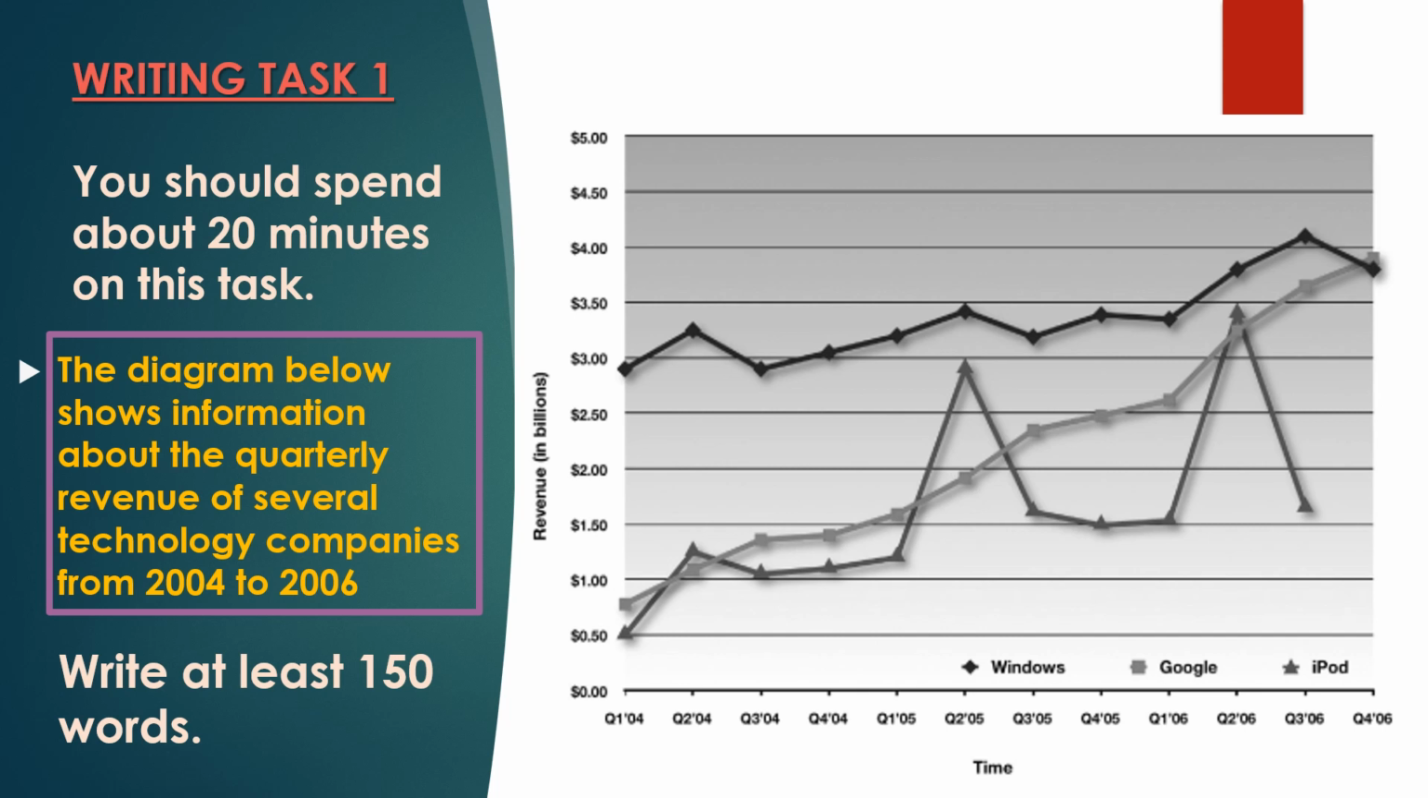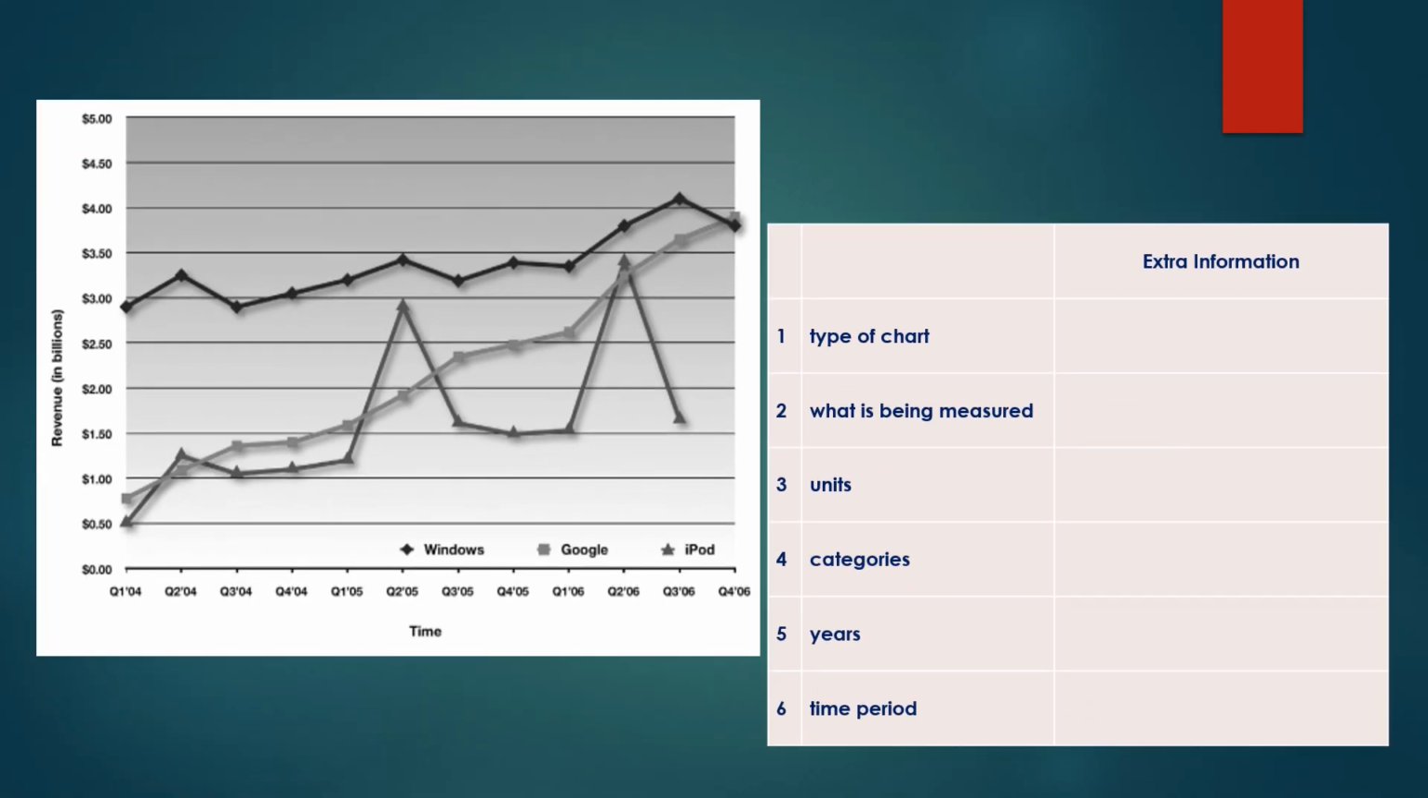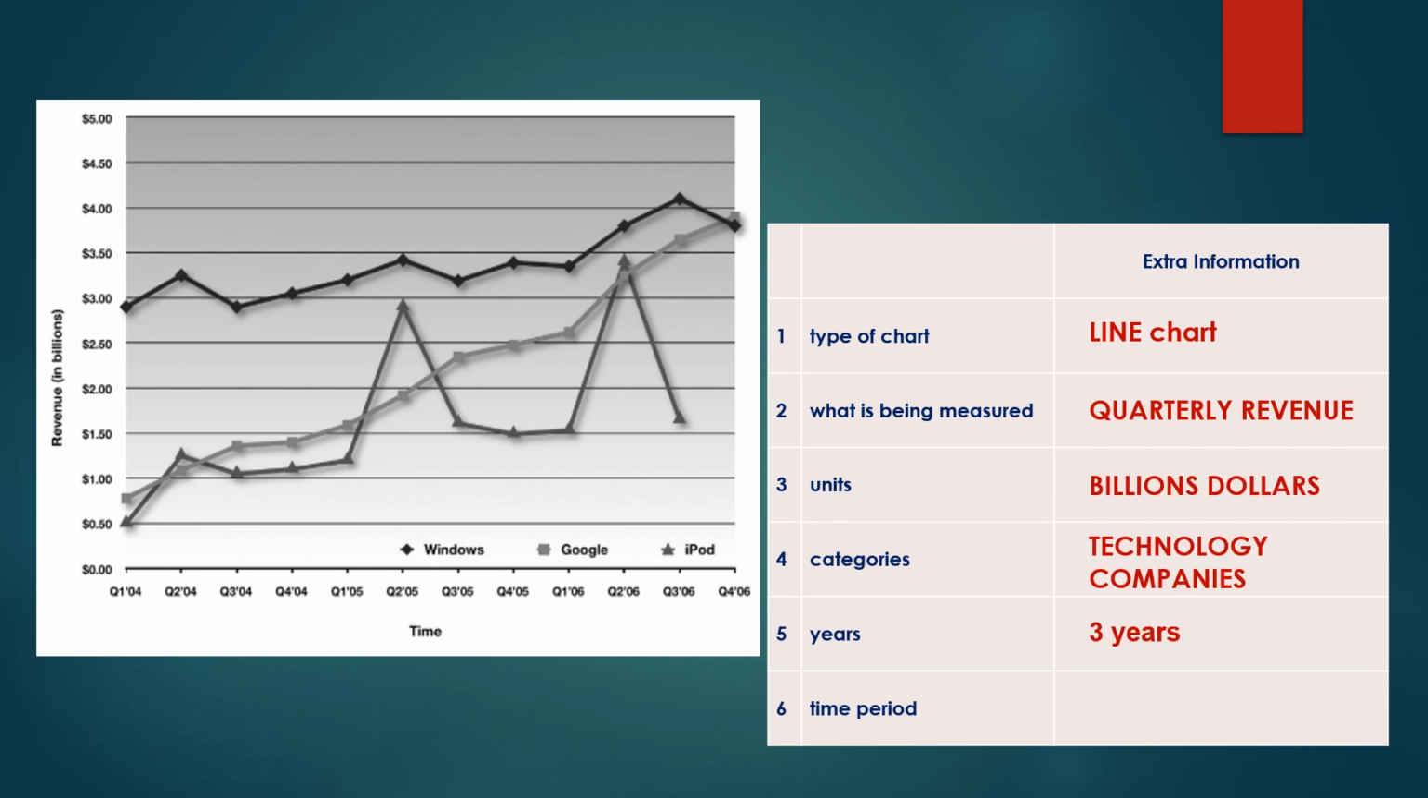It's time for you to analyze the chart on your own. One. What type of chart is it? Line chart. Two. What is being measured? Quarterly revenue. Three. What are the units? Billions of dollars. Four. What are the categories? Technology companies. Five. How many years? Three years. Six. What is the time period? From the first quarter of 2004 to the fourth quarter of 2006.